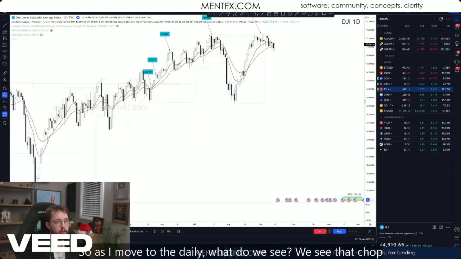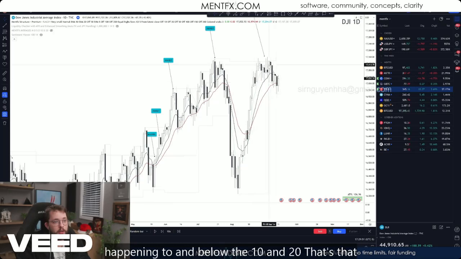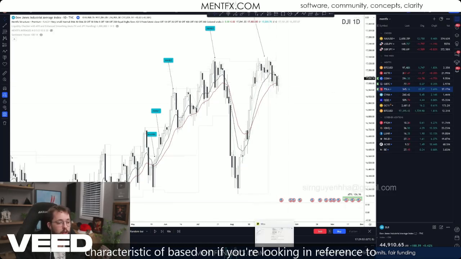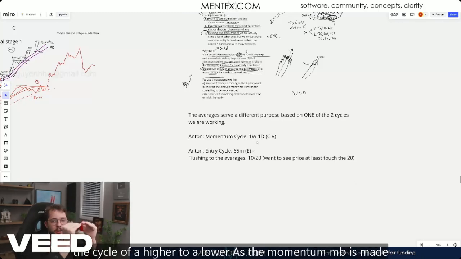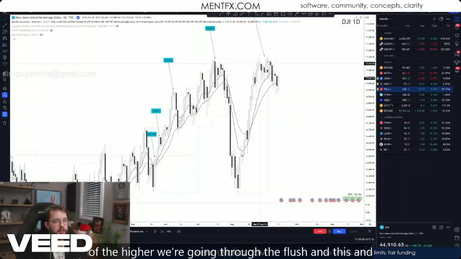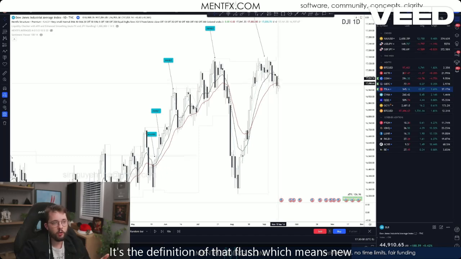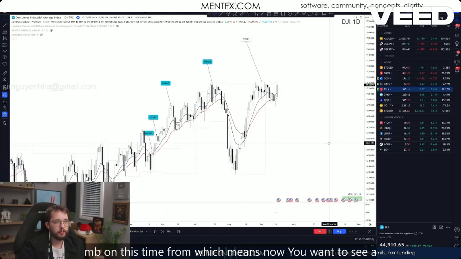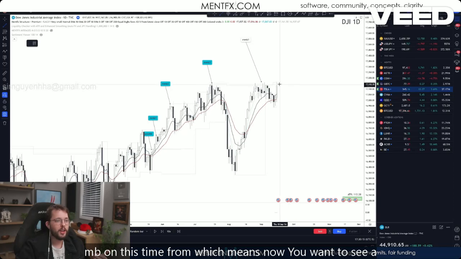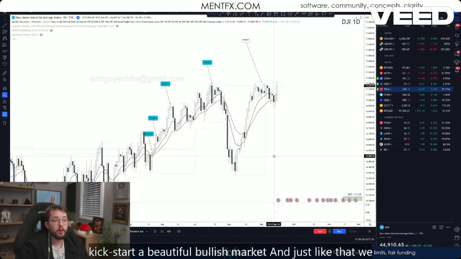So as I move to the daily, what do we see? We see that chop that we don't have to be interested in. We see that flush happening to and below the 10 and 20. That's that characteristic of, based on if you're looking in reference to the cycle of a higher to a lower, as the momentum MB is made of the higher, we're going through the flush, and this loss of the averages, or coming to the averages, is the definition of that flush, which means new accumulation will happen beyond it. That's our accumulation MB on this time frame, which means now we want to see a momentum MB1 here or a little bit higher, and that should kickstart a beautiful bullish market.